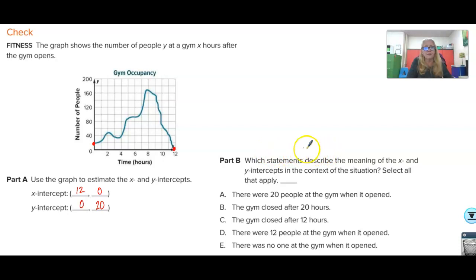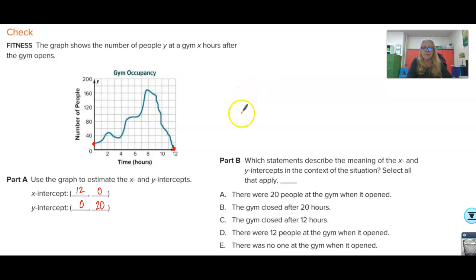Which statements describe the gym occupancy? It's kind of interesting. It starts off kind of low, and then it builds, and then there's a lull, and then it goes up steadily during the day, and the peak time would be like 8 hours after they open. And then it declines, and it's pretty steep, actually. It really declines after that point.